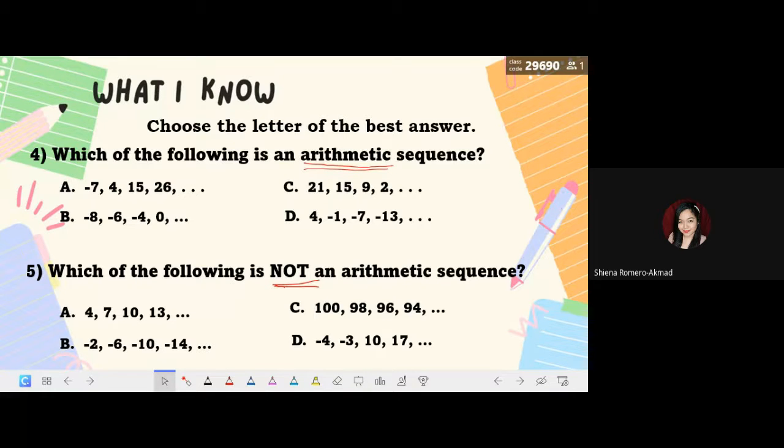Yes. Religion. Ma'am, for letter C po. For letter C. Ano yung common difference nila? Ano po, negative 6 po. Negative 6. 21 plus negative 6 is 15. 15 plus negative 6 is 9. How about 9 plus negative 6? What is 9 plus negative 6?